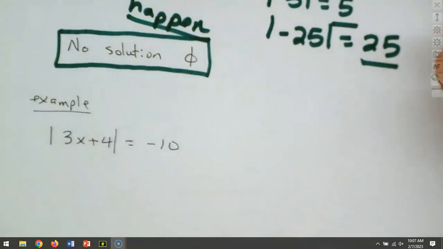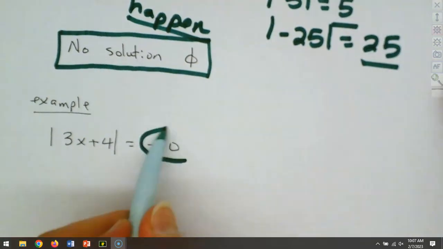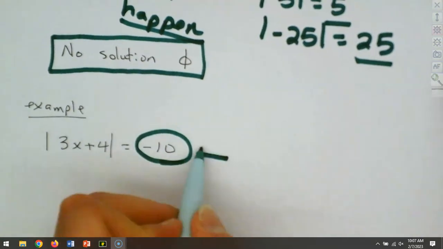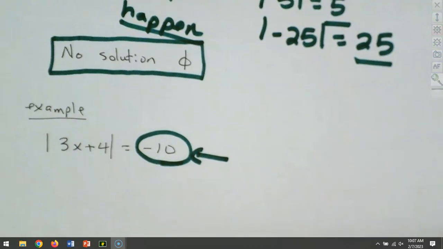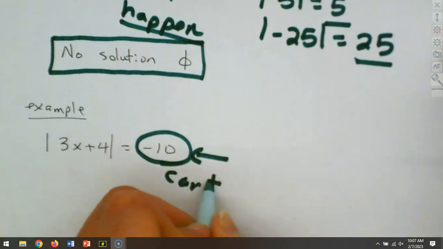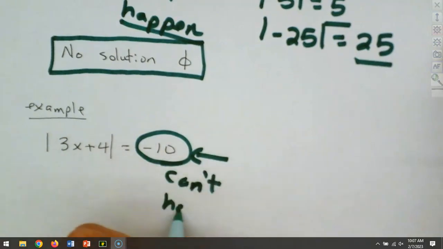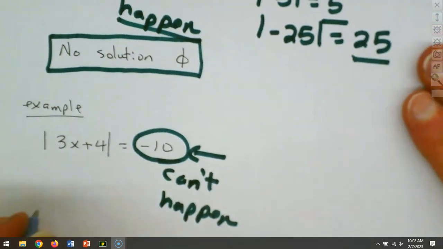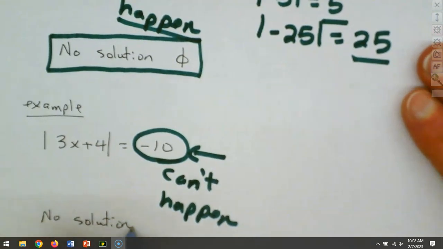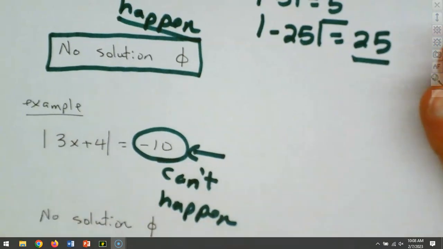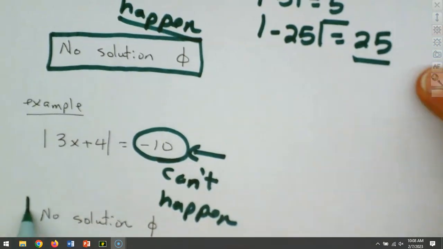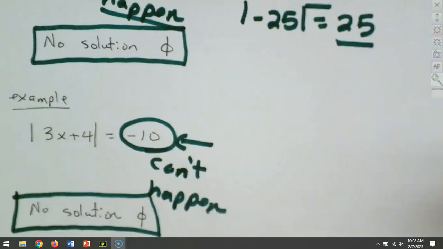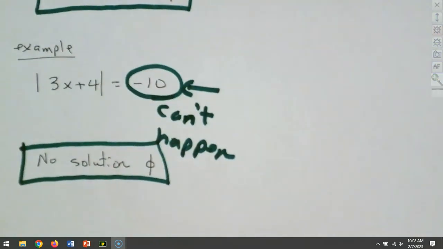Now, do I have to solve this one at all? No. Why not? This is negative, right? And if it's negative, it can't happen. And that means it has what? No solution. So we don't have to solve it. Just by looking at it, right? Whenever you have a negative number on the right-hand side, and it's an equal sign, it has no solution.